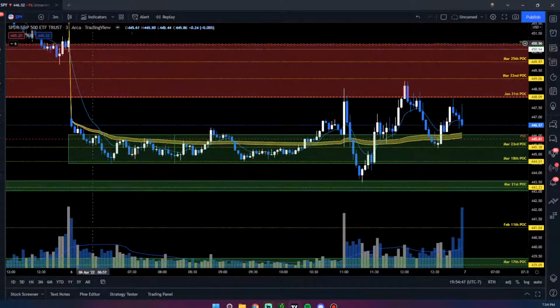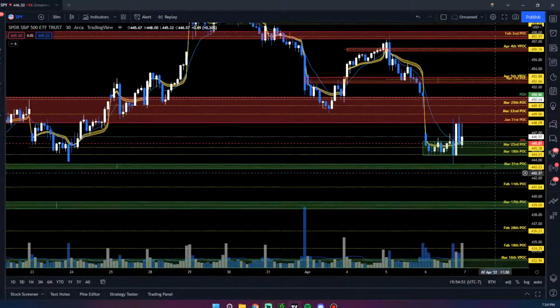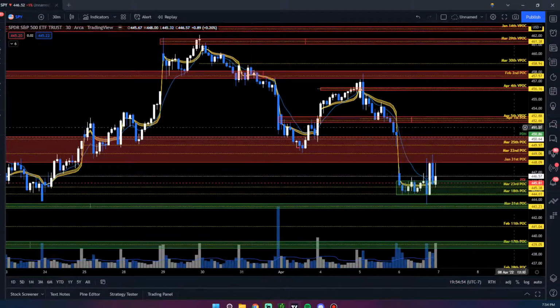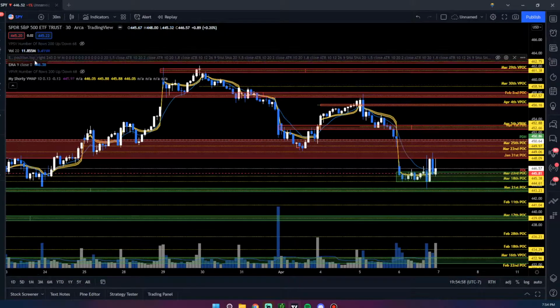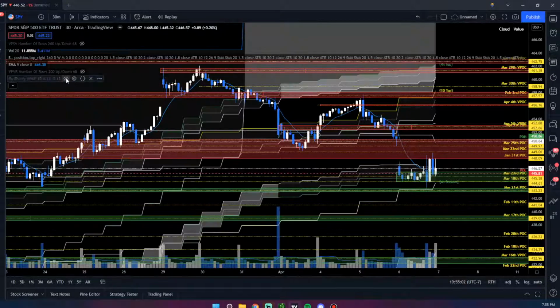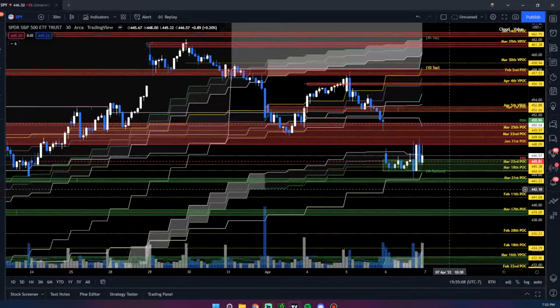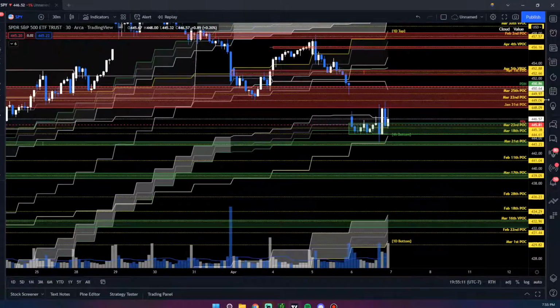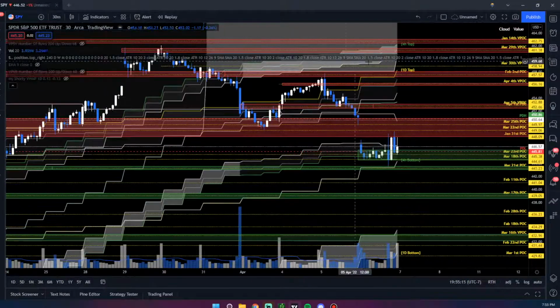All right, clouds. I tend to look at them on the 30-minute. I mean, not only the 30-minute, but that's where I will start looking at the clouds. Let me turn off my VWAP and the 9 EMA here. Yeah, that's ugly. Actually, let me just make sure all of the clouds are turned on.